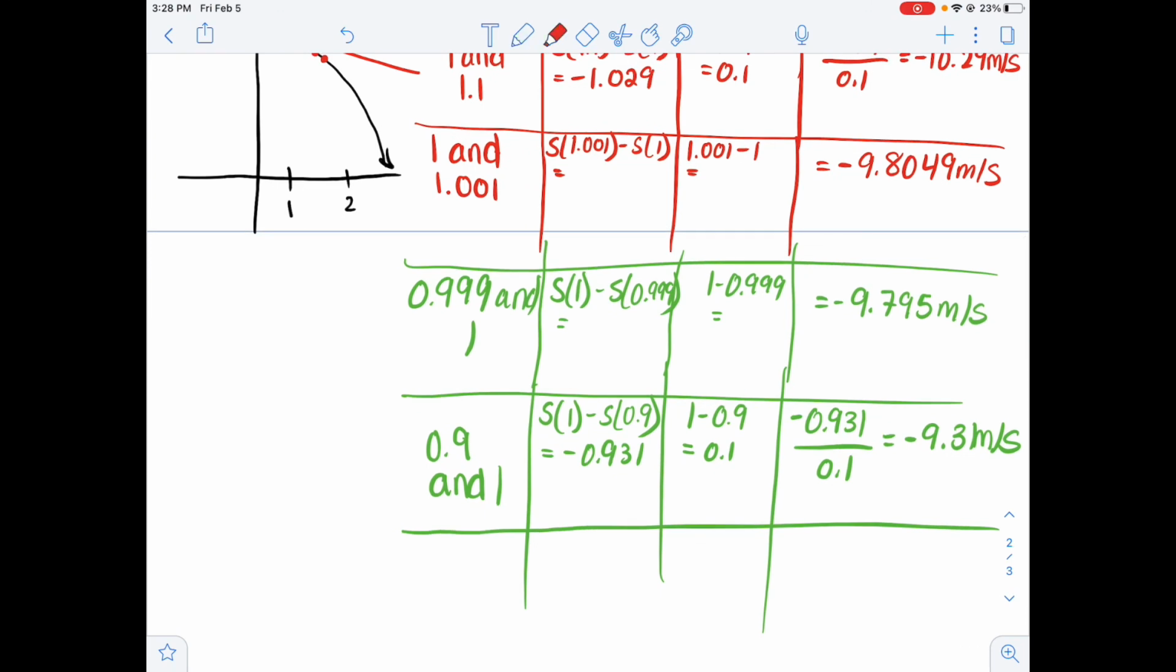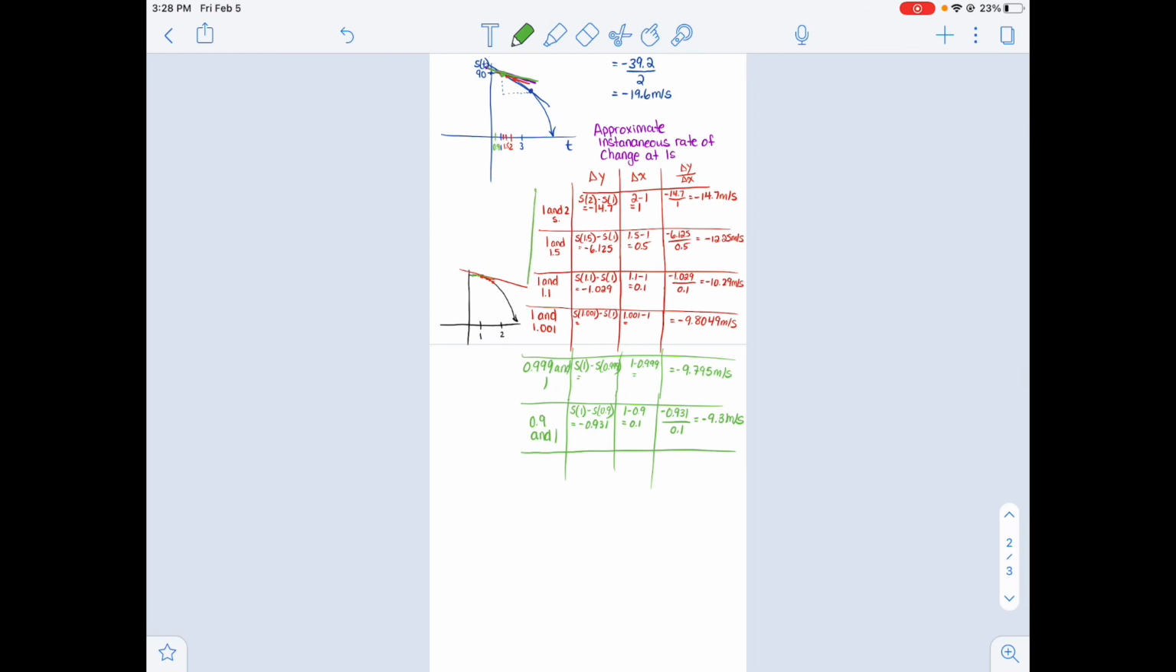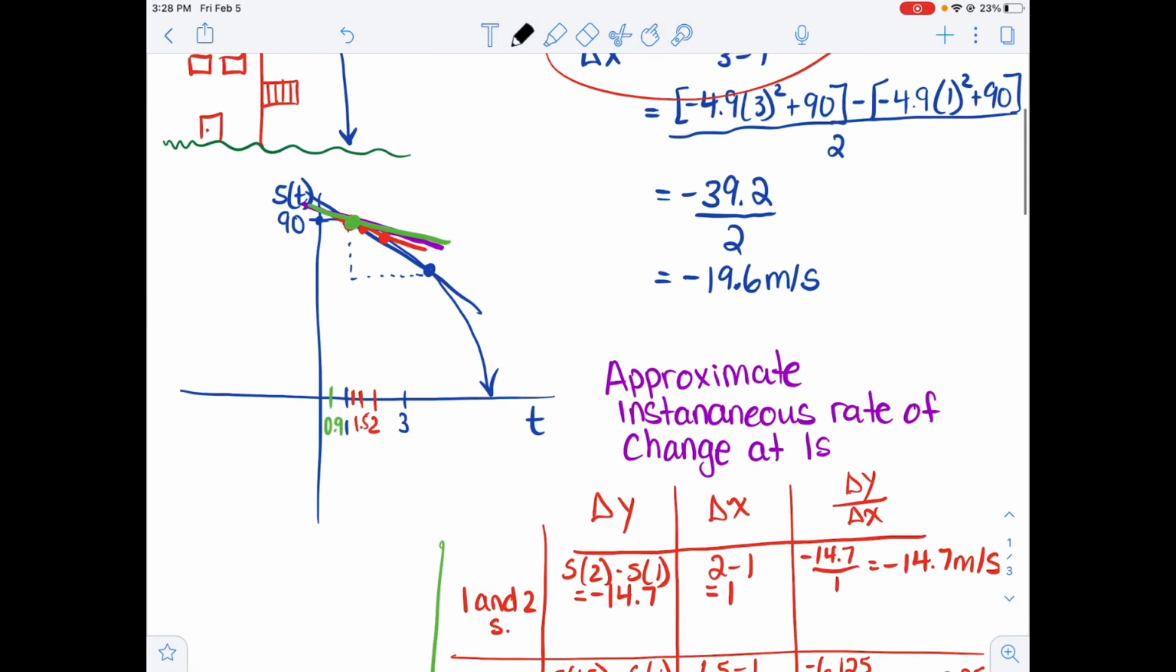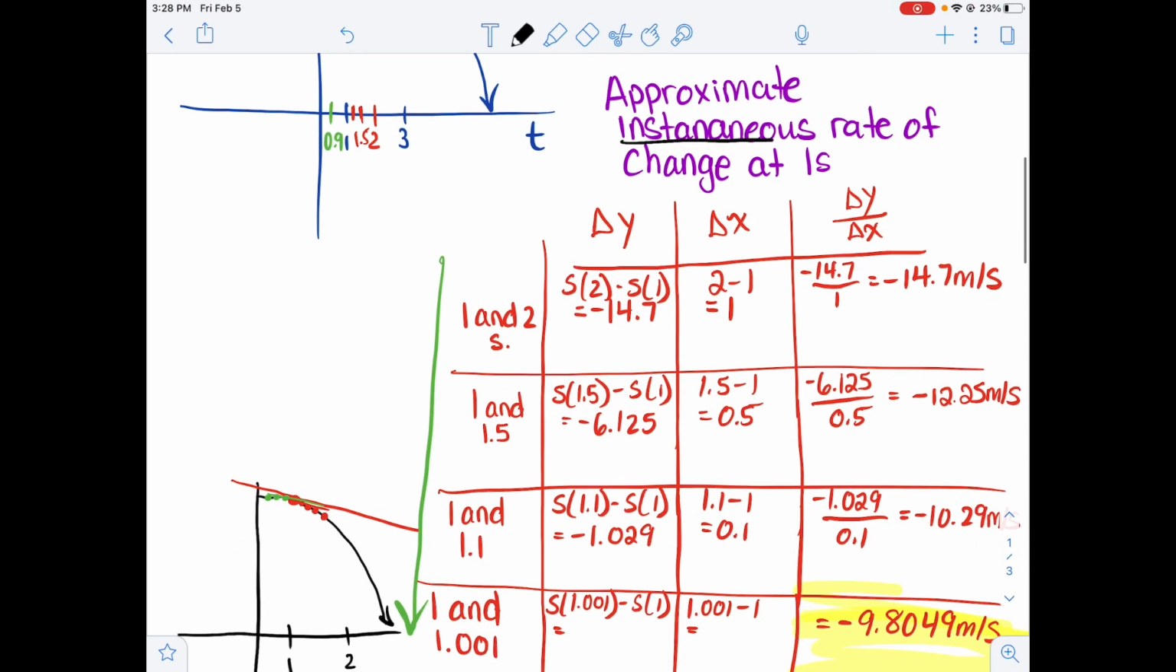From the looks of things, here we're getting closer to 1 and here we're getting closer to 1. It looks like they're converging at around negative 9.8. Doesn't it look like that? Negative 9.795, we'd round that to negative 9.8. So I would approximate the instantaneous rate of change at 1 second to be equal to negative 9.8 meters per second.